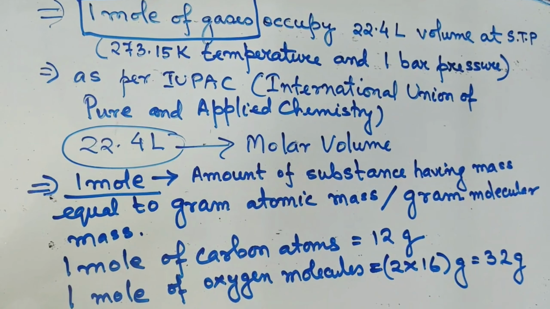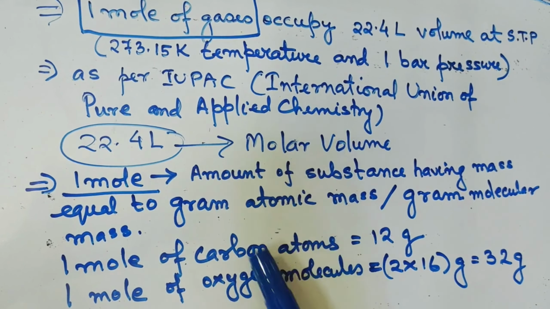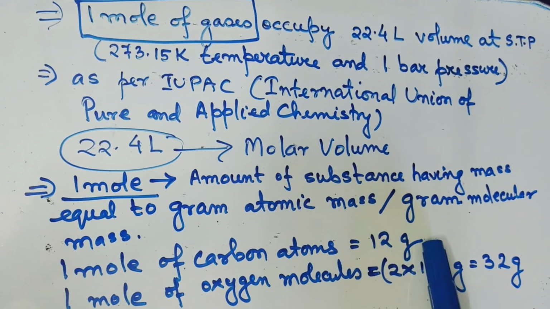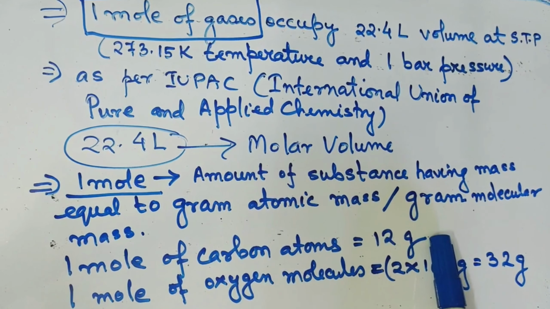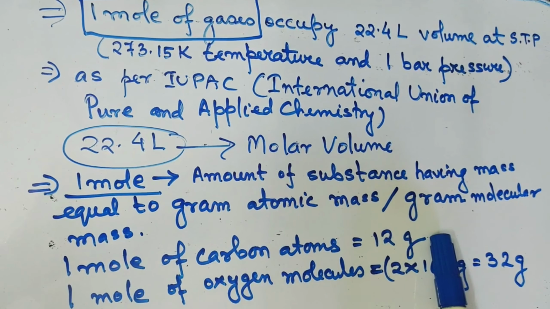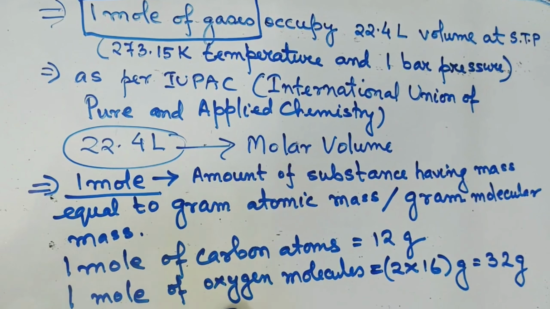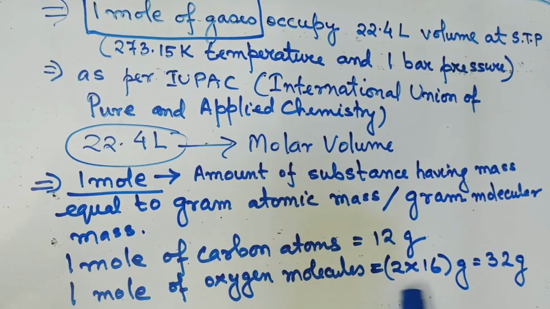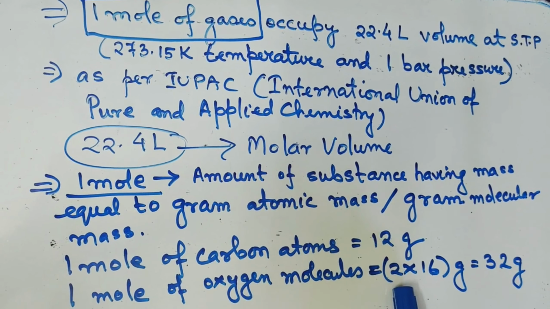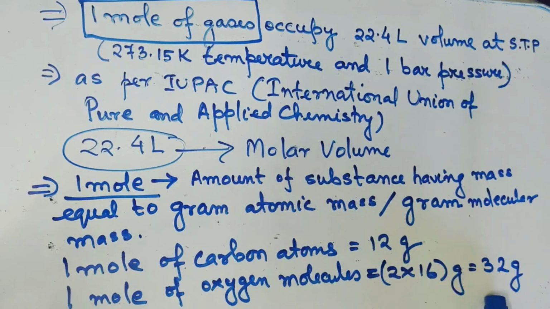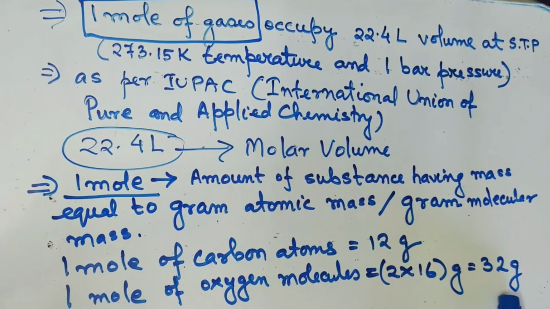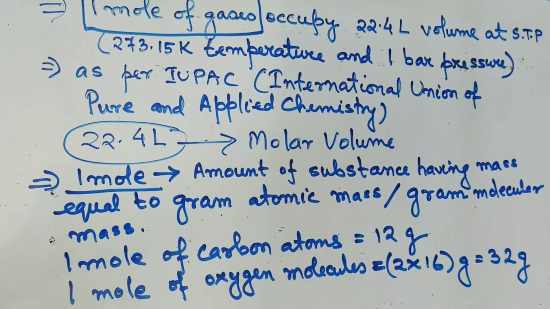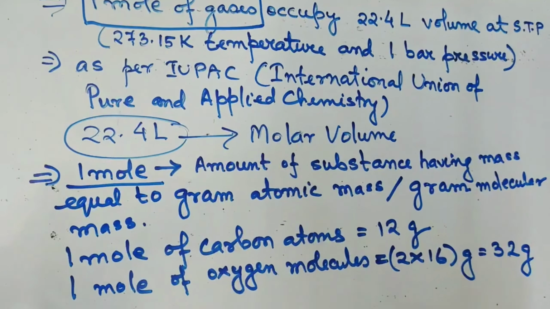जैसे 1 मोल ऑफ कार्बन एटम है, it's equivalent to 12 ग्राम. That is the atomic mass expressed in gram. 1 मोल ऑफ ऑक्सीजन मॉलिक्यूल, डाई एटॉमिक होते हैं. एक एटम के लिए 16 ग्राम, so 2 atoms के लिए 2 into 16 ग्राम, which is equal to 32 gram. So this is also considered as the molar mass.